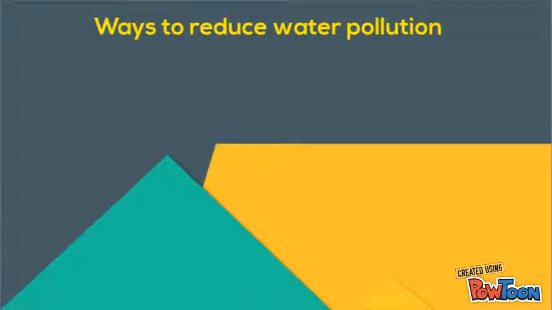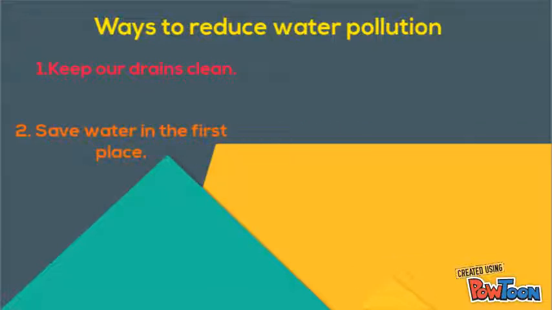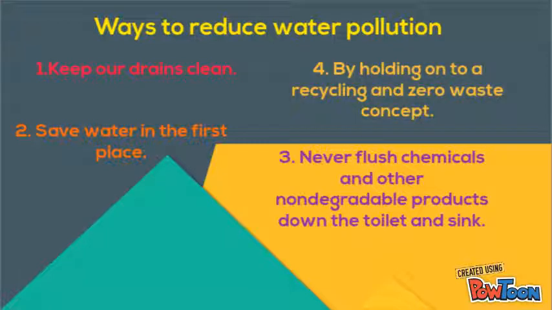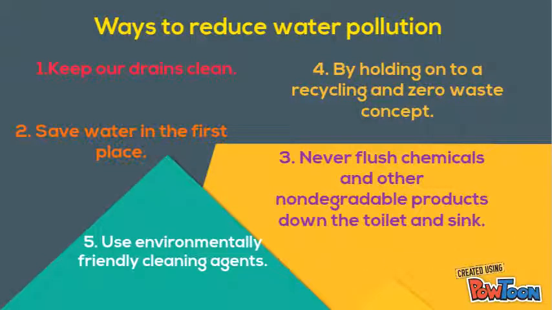There are 5 ways to reduce water pollution. First, keep our drains clean. Second, save water in the first place. Third, never flush chemicals and other non-degradable products down the toilet and sink. Fourth, hold onto a recycling and zero waste concept. Fifth, use environmentally friendly cleaning agents.